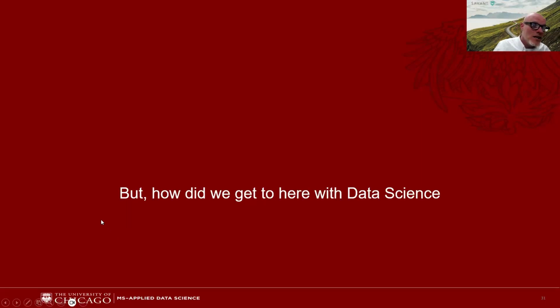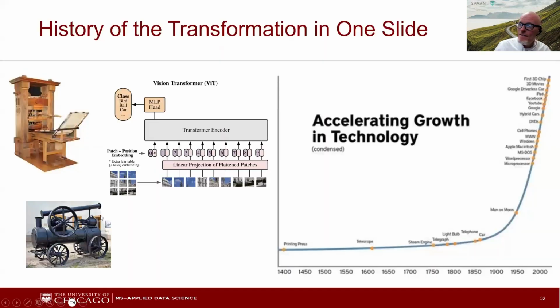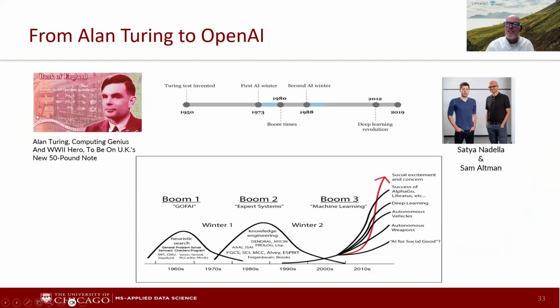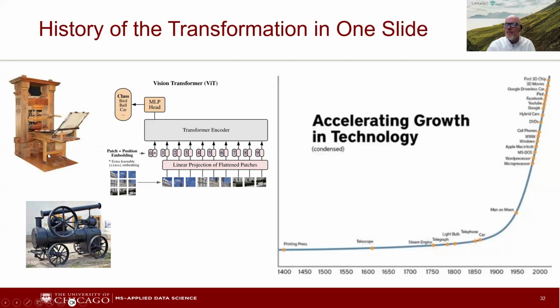So what does this have to do with us? What does this have to do with data science? Let's look at the history of transformation and the acceleration of technology growth. We've got the printing press in the 1400s, and in the 1600s we get a telescope. We get the steam engine in the 1800s. And how did that lead to the multimodal vision transformer model that we have today? Then 1900, 1950, the man on the moon, the 2000s.